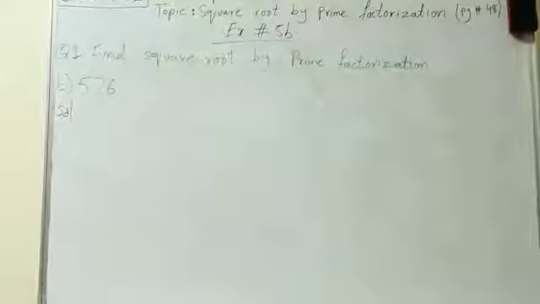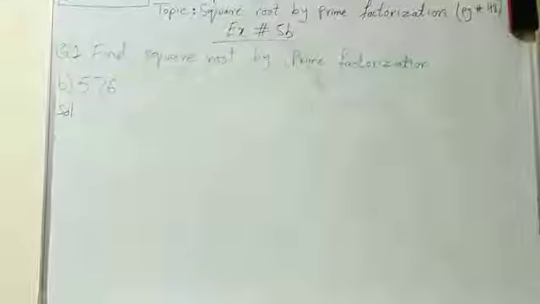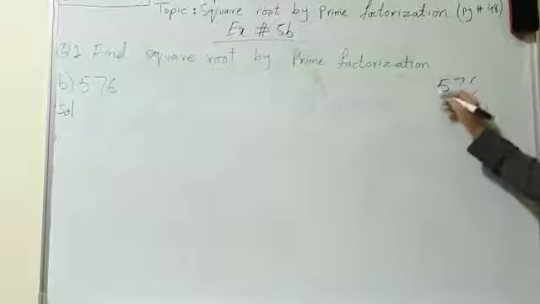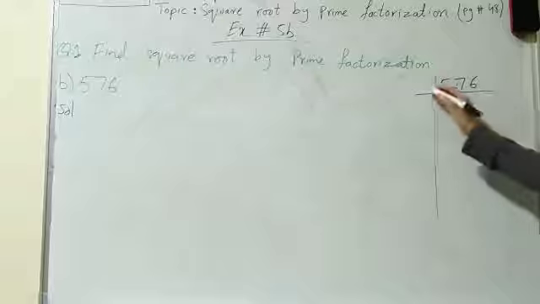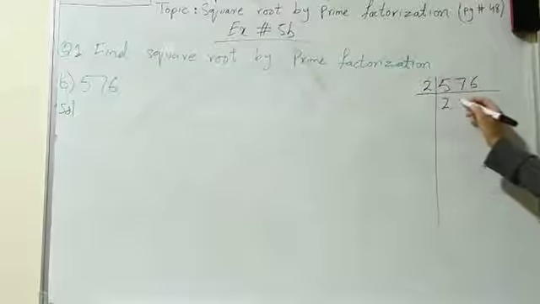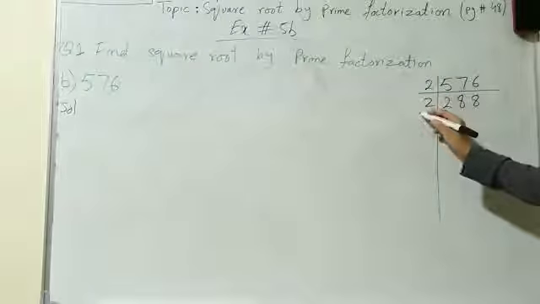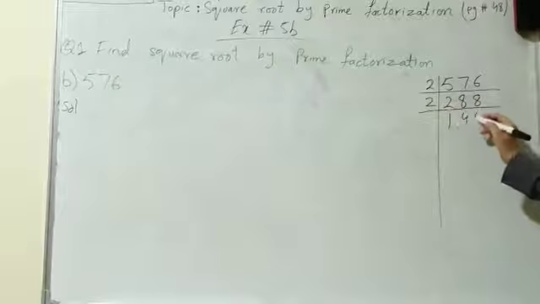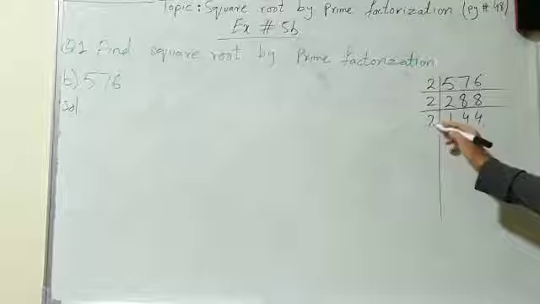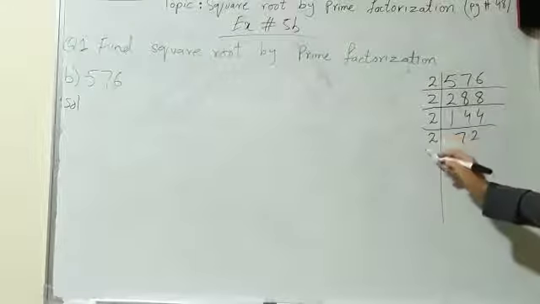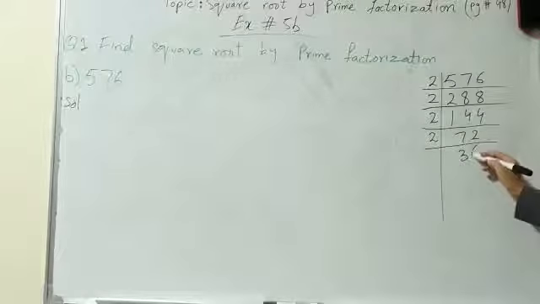Second part of the question is 576. We will start its factorization. So 576 is an even number, starting by the least prime factor, that is 2. 2 2s are 4, 2 8s are 16, 2 8s are 16. Again we will start by 2. 2 1s are 2, 2 4s are 8, 2 4s are 8, and 2 7s are 14, 2 2s are 4, 2 3s are 6, 2 6s are 12.